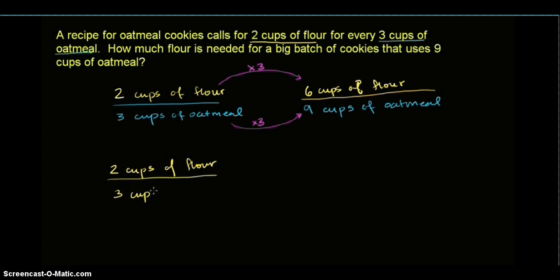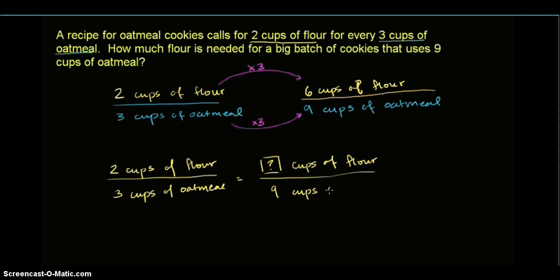3 cups of oatmeal is equal to question mark, and instead of writing question mark, I'll put a variable in there. Actually, let me put a question mark there just so you really understand. It is equal to a question mark in a box, number of cups of flour, over 9 cups of oatmeal. And so I like this first way we did it because it's really just common sense.